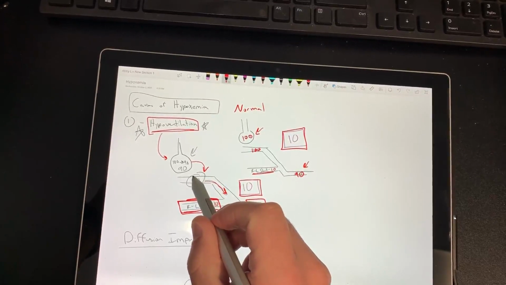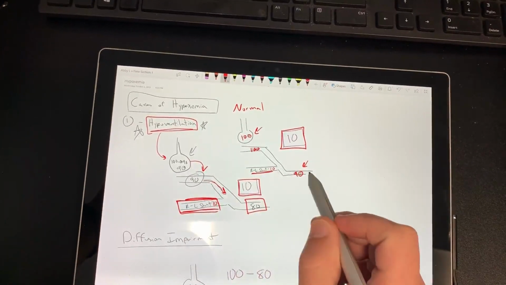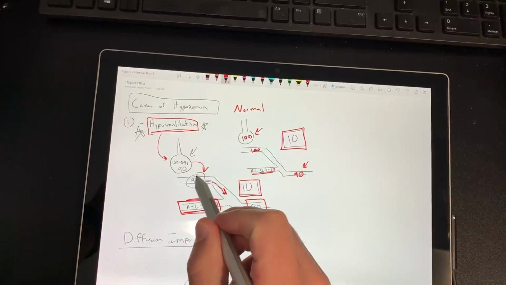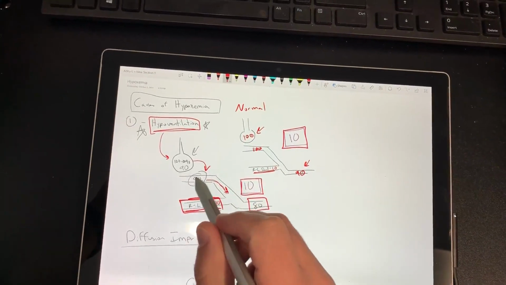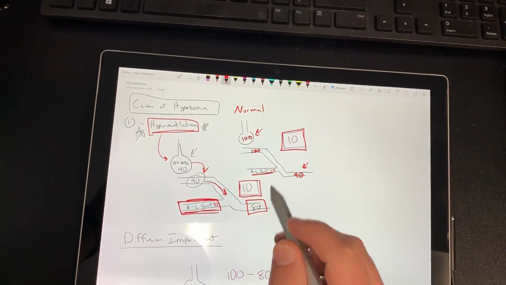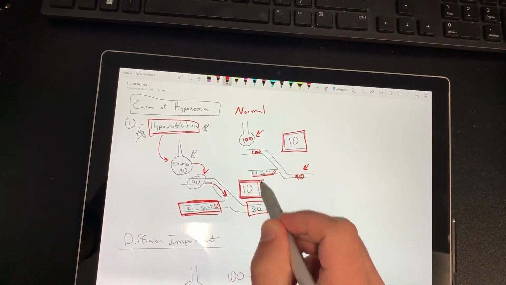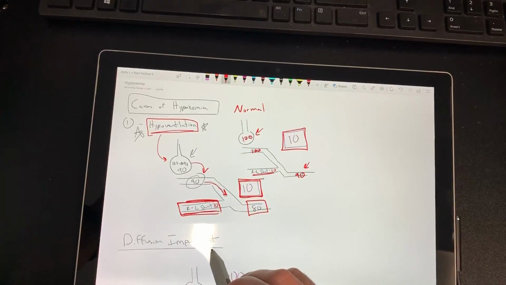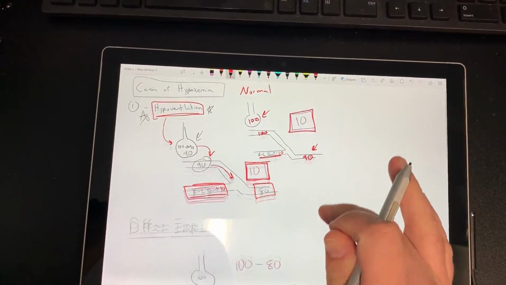So instead of 100 in the alveolus and 90 in the arterial blood, we've got a 90 in the alveolus and in the pulmonary capillary blood, and then we've got an 80 here. So once again, there is no change in the AA gradient because both of them are 10. Does that make sense? Okay, cool. So let's go on to the next one.